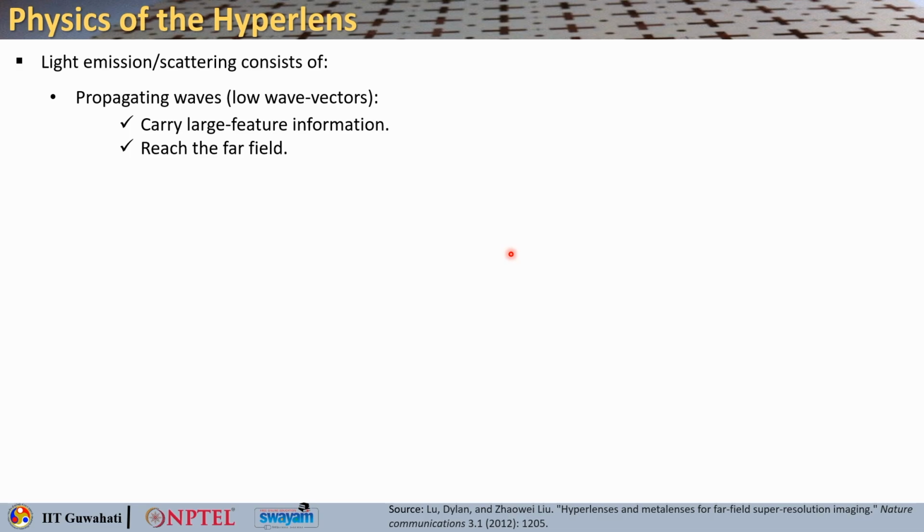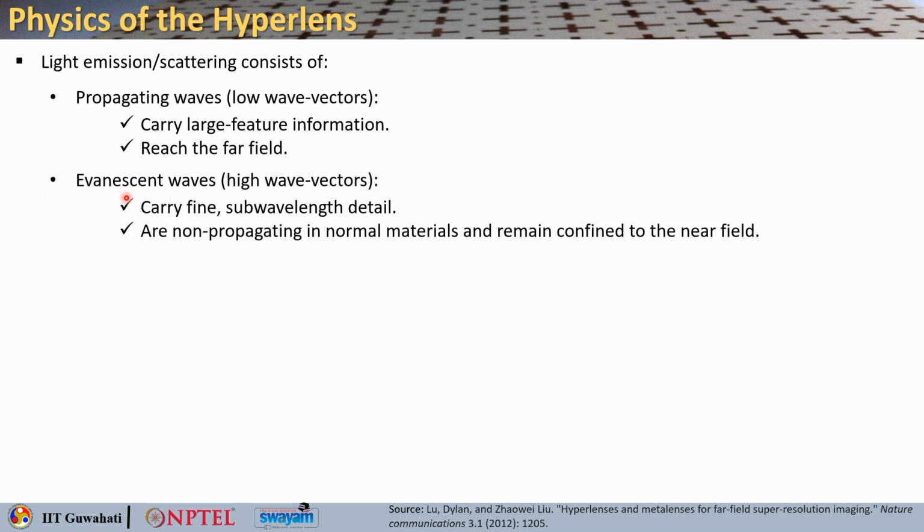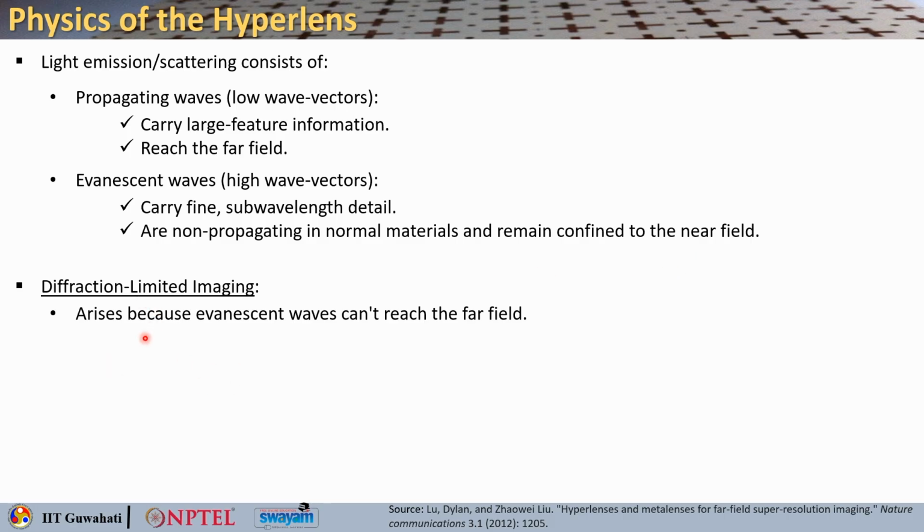hyperlens. The first thing is that the light emission and scattering basically consist of two waves. One is the propagating wave that has got the low wave vectors. Typically they carry large feature information and they can reach the far field. And the other part is evanescent waves, which correspond to high or large wave vectors. They carry fine sub-wavelength details and typically they are not propagating in normal materials and they remain confined within the near field.